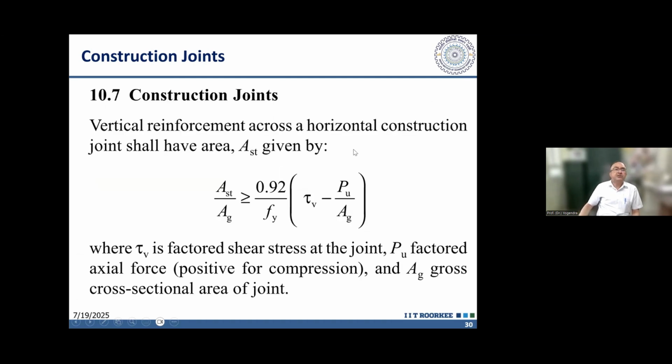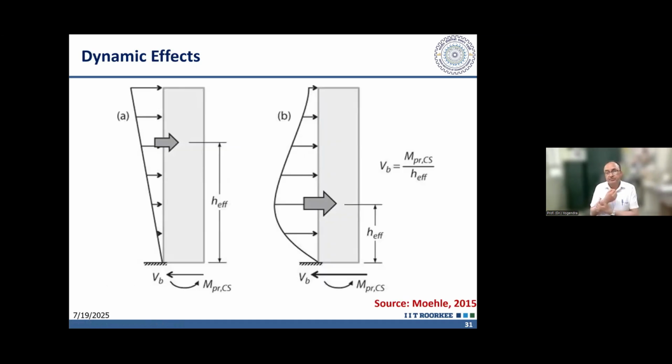And this clause for minimum reinforcement is already there in our IS 13920:2016 also, that the reinforcement is to be calculated as Ast by Ag. So this becomes the percentage or fraction of the area given by this formula. This minimum reinforcement is to be provided at the construction joint. Now, there are a few issues which are still missing in our code, and unfortunately those issues are missing in the code which is under revision also.